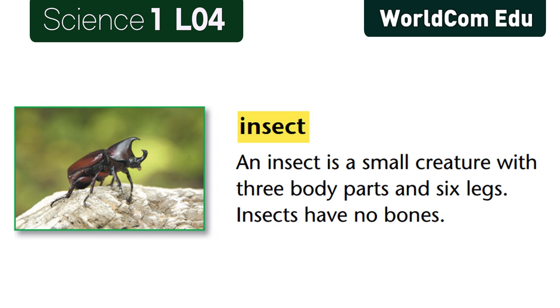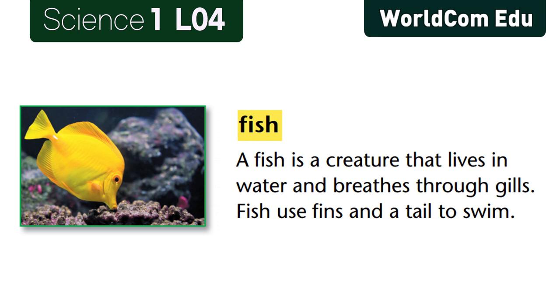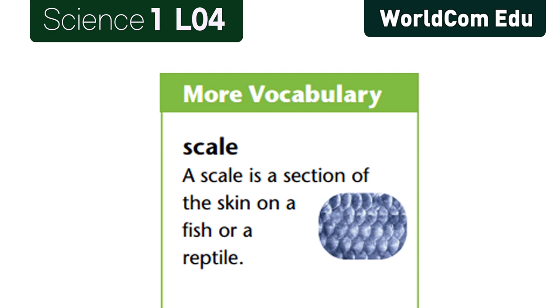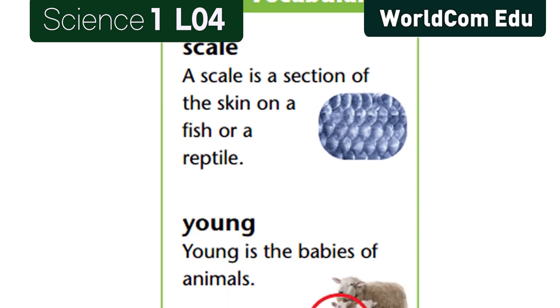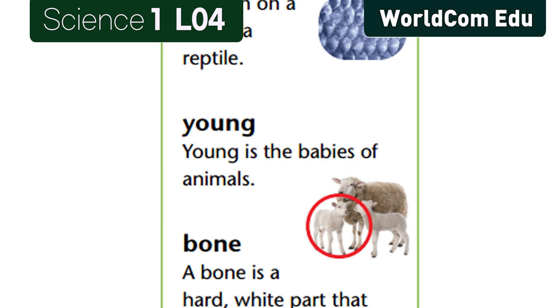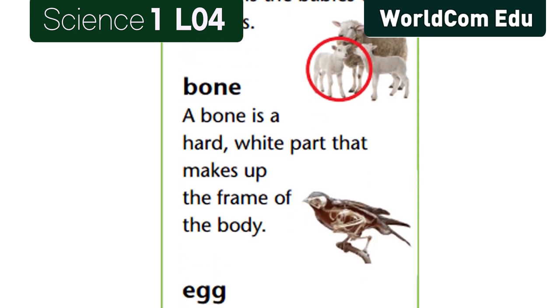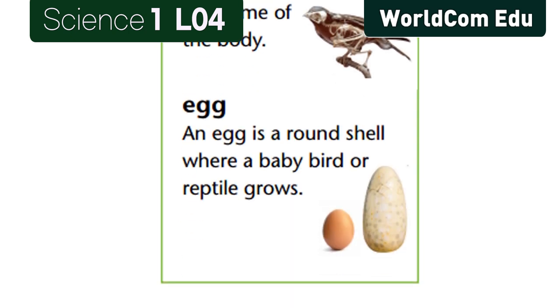Insect. An insect is a small creature with three body parts and six legs. Insects have no bones. Fish. A fish is a creature that lives in water and breathes through gills. Fish use fins and a tail to swim. Scale. A scale is a section of the skin on a fish or a reptile. Young. Young is the babies of animals. Bone. A bone is a hard, white part that makes up the frame of the body. Egg. An egg is a round shell where a baby bird or reptile grows.